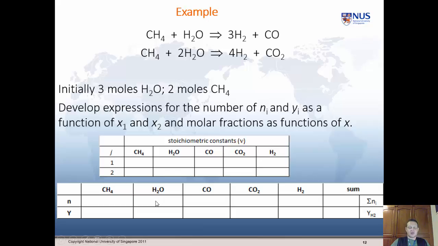The initial moles of water is 3. So that'd be 3 minus x1, the extent of reaction 1, minus, and this time we've got a coefficient of 2, minus 2x2. Anyway, same all along here. Now note for carbon monoxide, carbon dioxide and hydrogen, the initial number of moles is 0, so that's easy. And then you sum them, and then your mole fractions are your number of moles here divided by that sum, exactly as you did before.